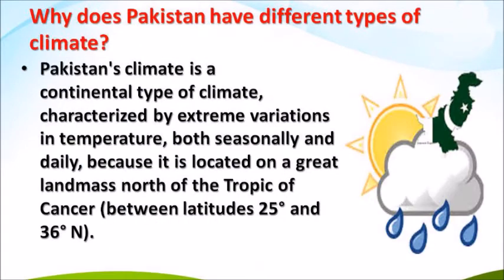Okay dear students, do you know why Pakistan has different types of climate? Pakistan's climate is a continental type of climate characterized by extreme variation in temperature, both seasonally and daily, because it is located on a great landmass north of the Tropic of Cancer, between latitudes 25° and 36° north.